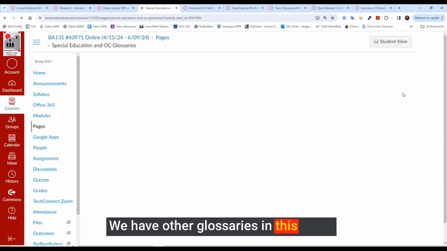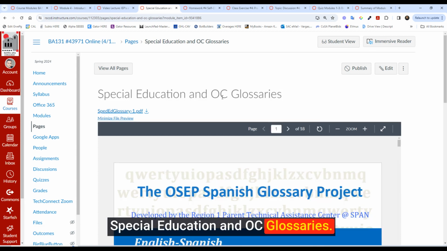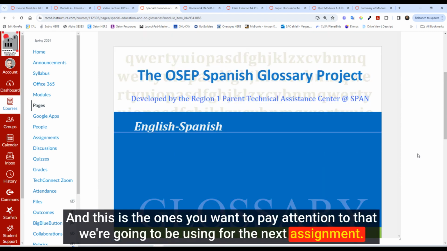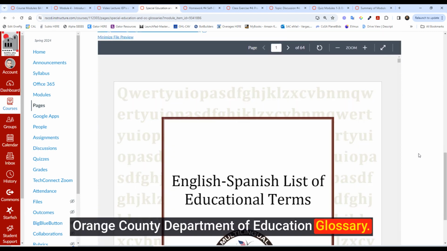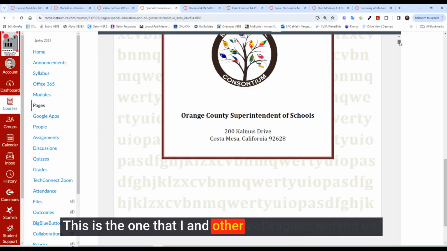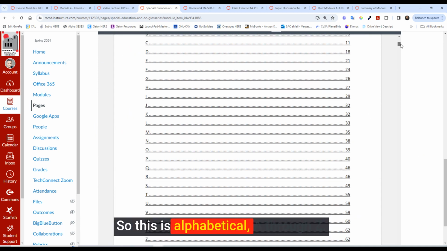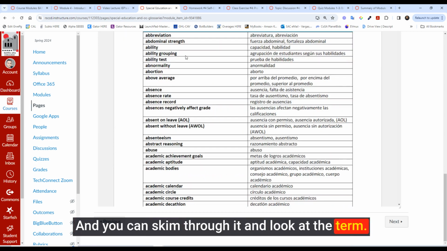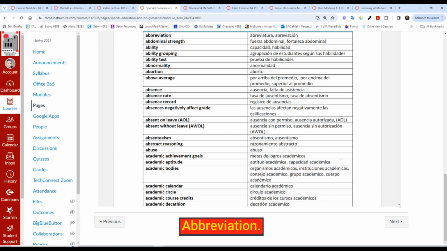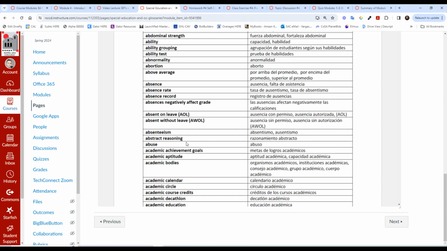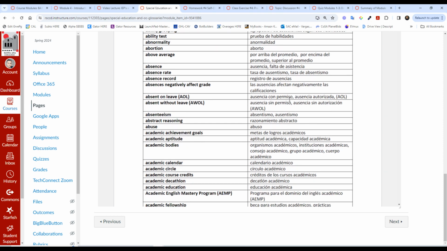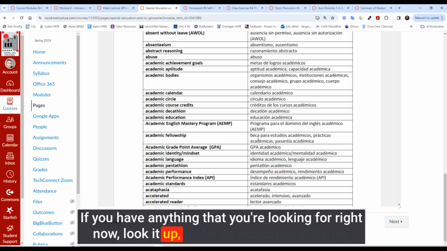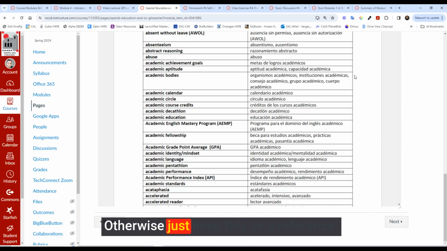We have other glossaries in this page, Special Education and OC glossaries. This is the one you want to pay attention to that we're going to be using for the next assignment. Orange County Department of Education glossary. This is the one that I and other colleagues work on. So this is alphabetical, A through Z, and you can skim through it and look at the term translation, abbreviation, abreviatura, abreviación, go through absent on leave, ausencia con permiso, ausencia autorizada. So skim through here. If you have anything that you're looking for right now, look it up as far as educational terms. Otherwise, just keep this as a reference.